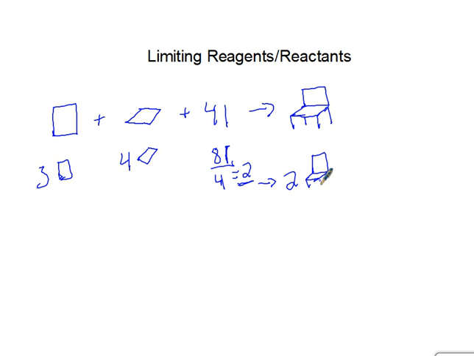So here's my chair drawing. Our limiting reagent in this scenario, or what limited what can be produced, was the number of legs. So the chair legs limited how many chairs could be produced. In this situation, they would say your limiting reagent, or limiting reactant, was the number of legs we started with.